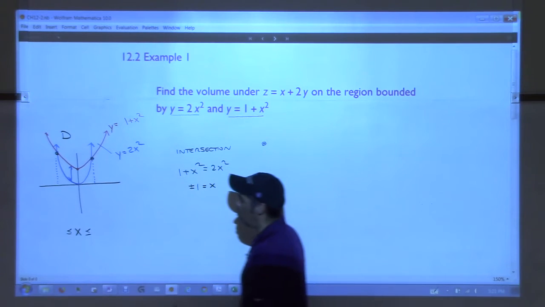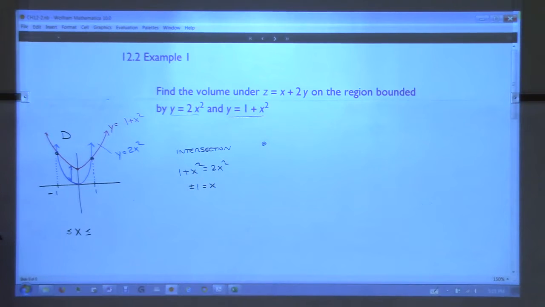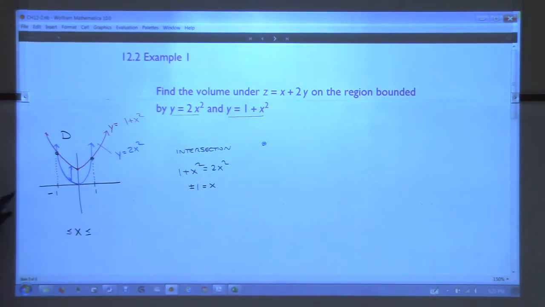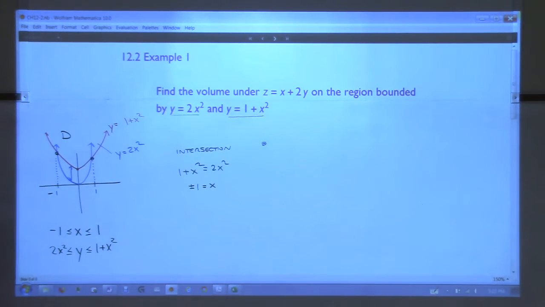So that's the x coordinate where they hit one another. So I know this is 1, I know this is negative 1. Probably could have just done that visually, just plug in 1 here and 1 there, but algebraically that's what we did. So negative 1 to 1. And then the y values are bounded between the two functions. So which one goes down here on this side of the inequality? 2x squared, right? Because this is the bottom, and then the top is the 1 plus x squared.